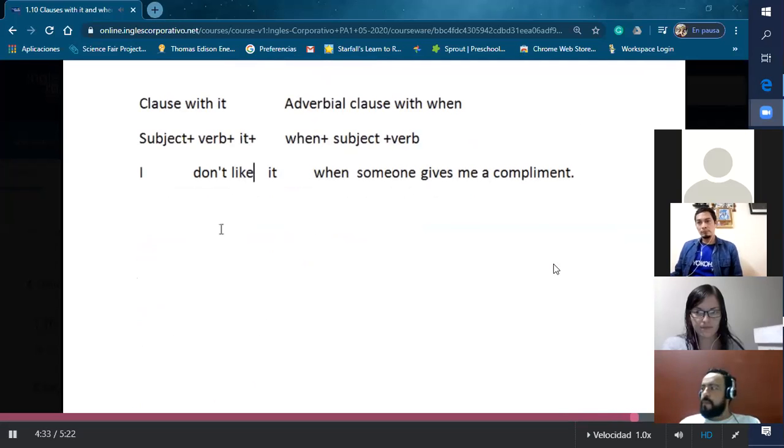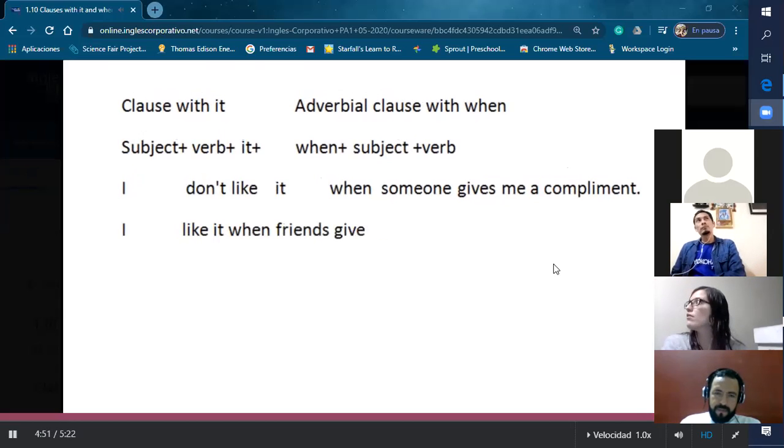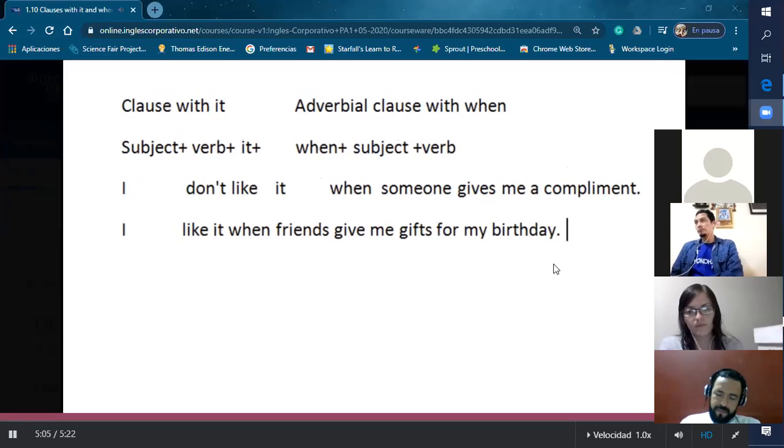At the same time, something could make you upset, right? The examples that I gave earlier were, let me follow the structure here. So I'm going to say I like it when friends give me gifts for my birthday. Okay? So this is something that I like. I don't like it when friends forget about my birthday. It doesn't bother me when friends arrive late to a party.